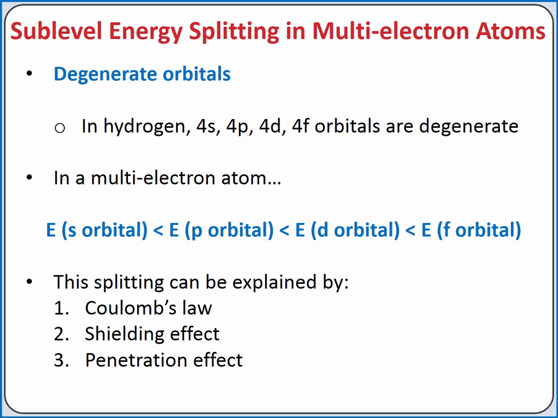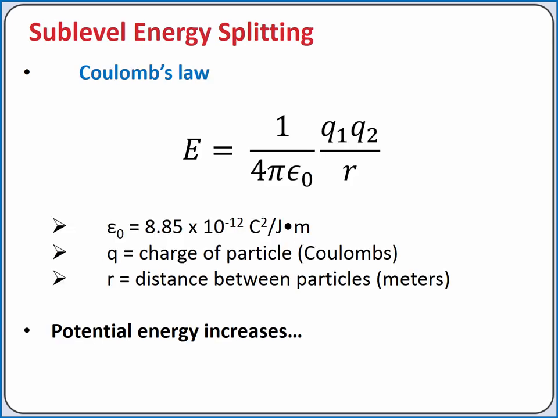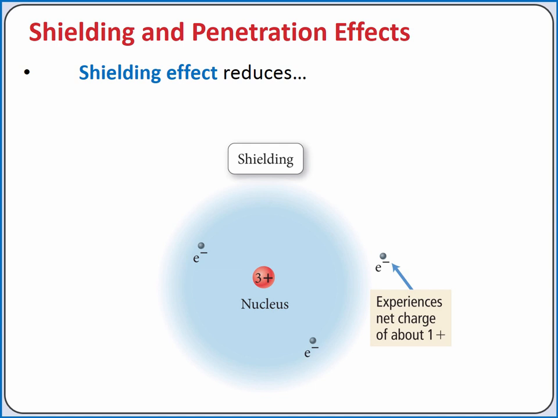This sublevel splitting can be explained by considering 3 factors: Coulomb's law, the shielding effect, and the penetration effect. According to Coulomb's law, opposite charges attract and like charges repel. So the potential energy of an electron increases as we move the electron farther from the nucleus. The shielding effect reduces the net positive charge that an electron experiences from the nucleus.